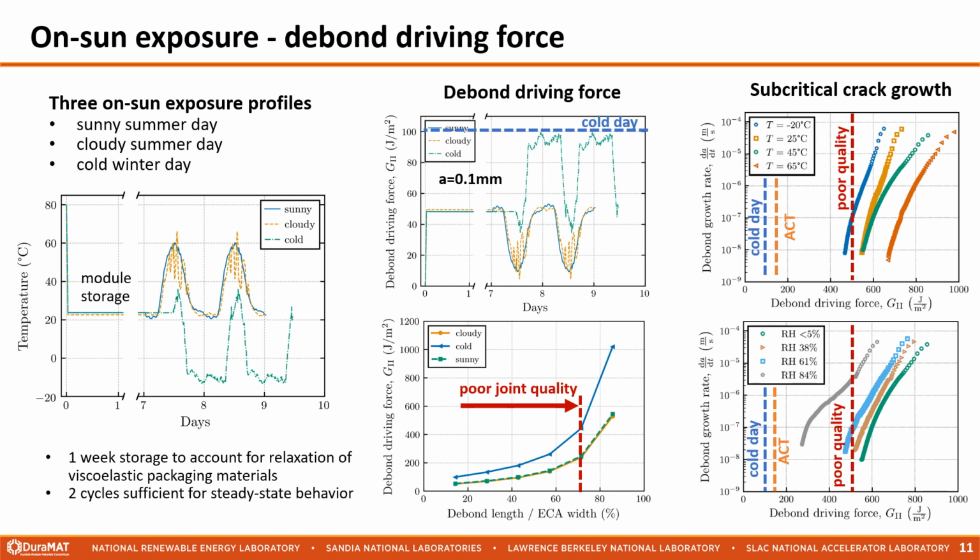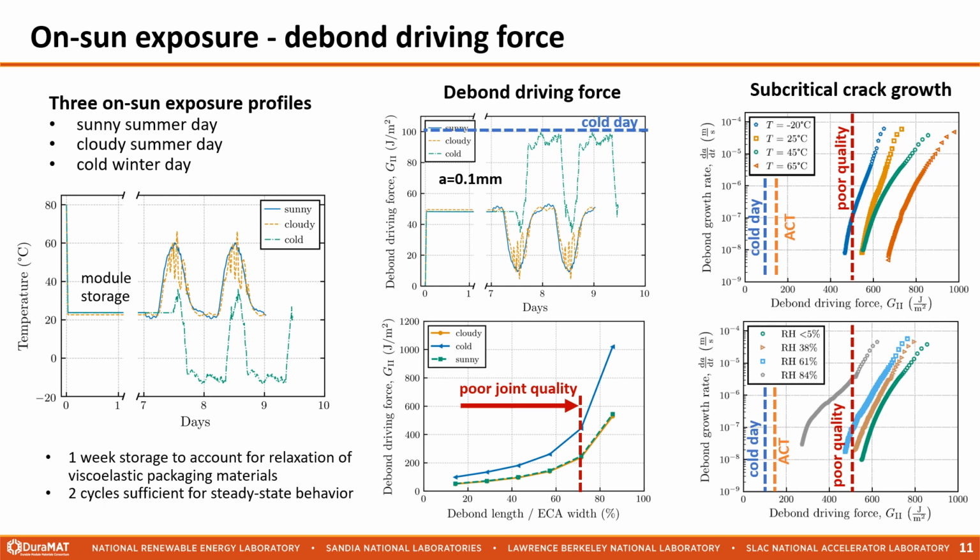Hence, the cold winter day represents the harshest conditions for the ECA joint with the highest debond driving forces. Further, we also investigated the impact of the joint quality by varying the initial crack length. A longer length presents a bigger flaw, which is an indication for a poor joint quality or otherwise damaged joint.